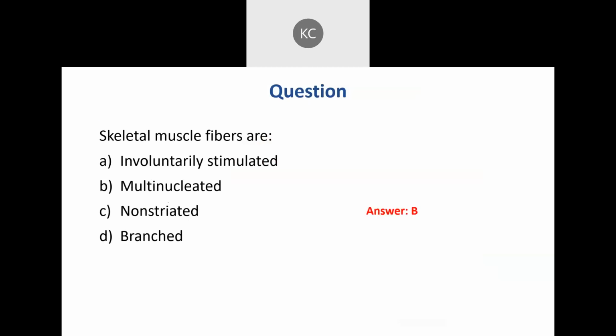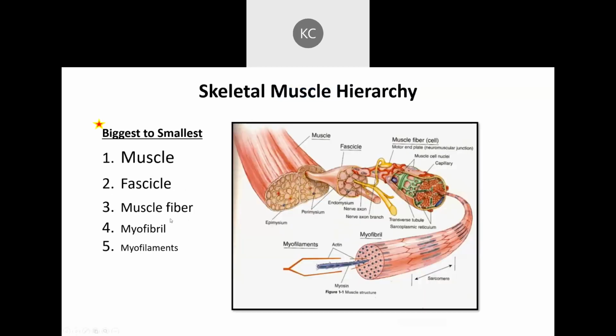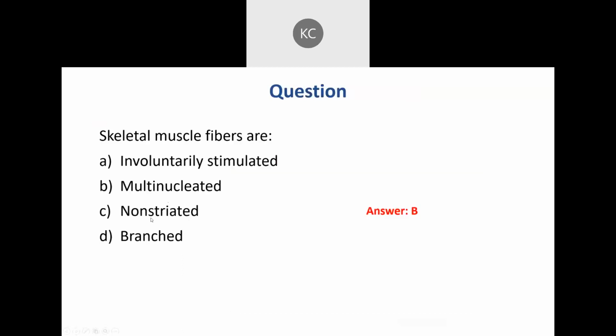So the correct answer is B, right? So our skeletal muscle fibers are voluntarily stimulated, right? We can consciously control and choose to contract them via the innervation via motor neuron. They are multinucleated, as we said. They are striated. So these myofilaments that we see here, this actin and myosin here, that's what contributes to the striated nature of skeletal muscle. So non-striated, that is incorrect, and they are not branched.